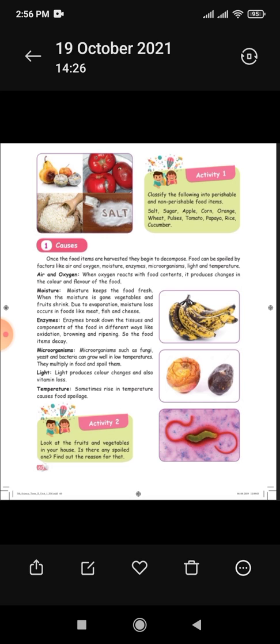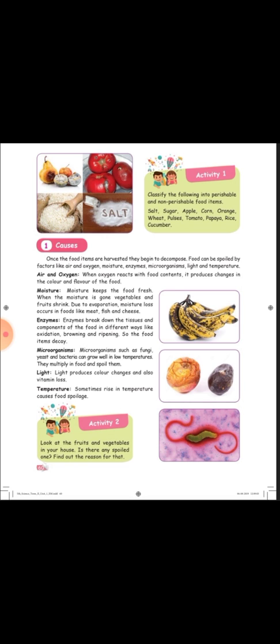So this is the introduction class. You just read. If you do not have the book, please download the PDF and read these two: one is spoilage of food, what is spoilage of food, then causes for spoilage of food.